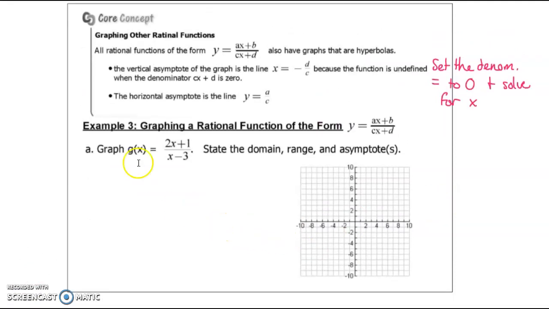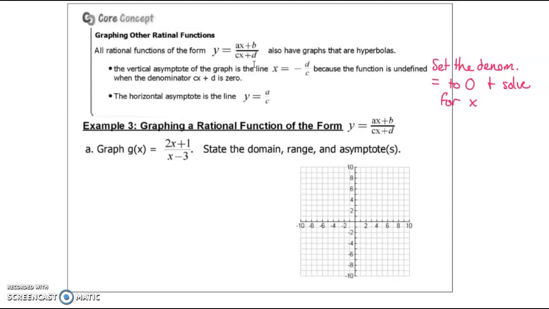Okay, so the next thing we're going to do is look at graphing other rational functions. So rational functions of this form, y equals ax plus b over cx plus d, also have graphs that are hyperbolas. Okay, so finding the two asymptotes is actually pretty easy.